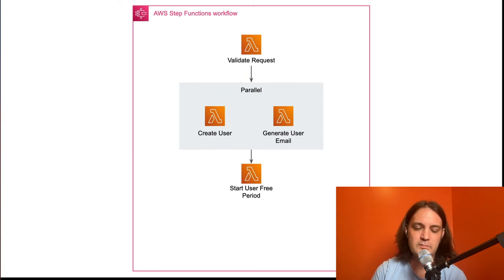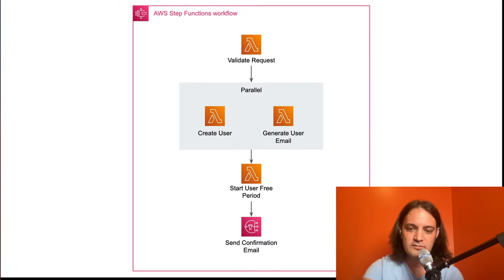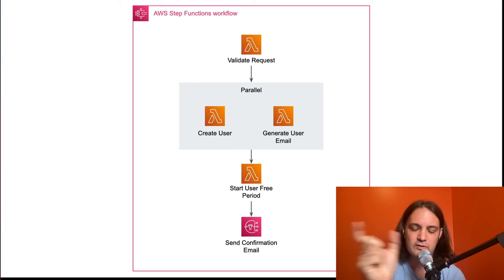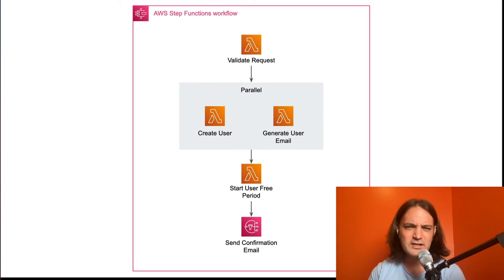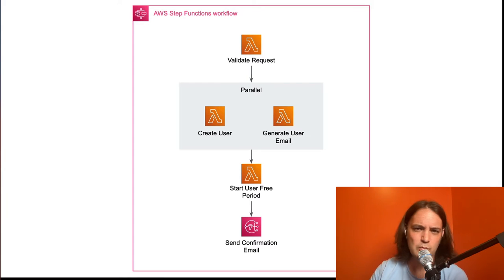Then you can do the start user free period with that input of that array of those two things, the email and the other one. So that start user free period, we get the array of both things, the email and the user. And instead of writing code, we can just send the confirmation email via SNS. We can send the SNS message and wait for them to respond.